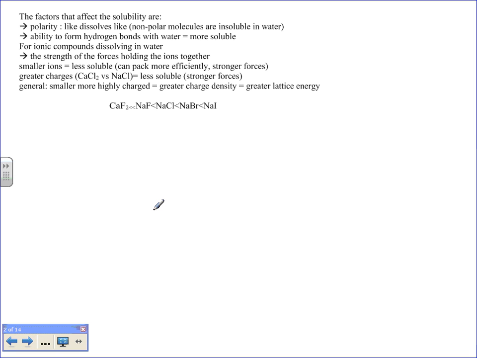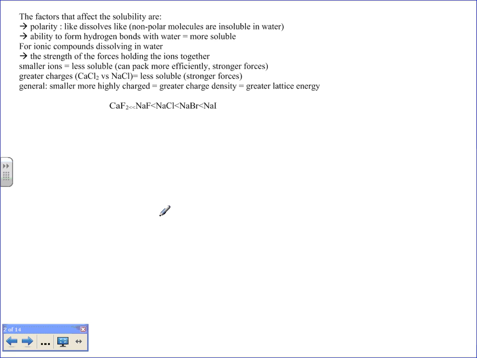When we look at the factors that affect solubility, there are a few things to consider. First of all, the polarity of the two substances, the solute and the solvent, must be considered. So we have this little phrase, like dissolves like. So nonpolar molecules are insoluble in water, for example, because water is a polar substance. Nonpolar molecules will better dissolve in nonpolar solvents.